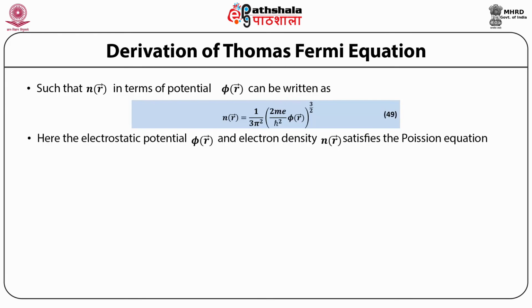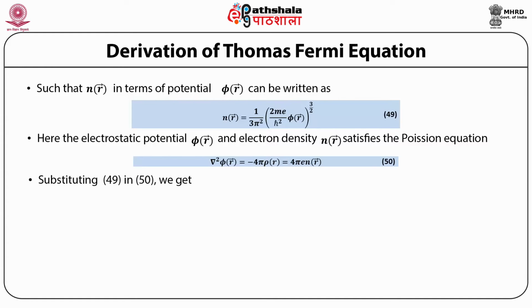Here, the electrostatic potential phi(r) and electron density n(r) satisfy the Poisson equation, that is, del squared phi(r) equals minus 4 pi rho(r), which is equal to 4 pi e times n(r). Substituting 49 and 50, we get del squared phi(r) equals 4e times (2me) raised to power 3/2 divided by 3 pi h bar cubed, multiplied by phi(r) raised to power 3/2.